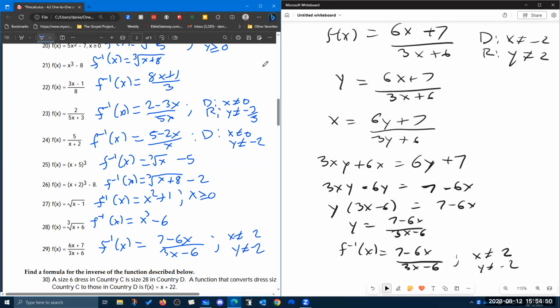And that's our last one for this section. Come back next time and start talking about exponential and logarithmic functions, which have this inverse relationship. See you next time.